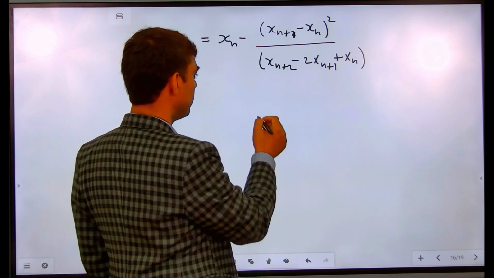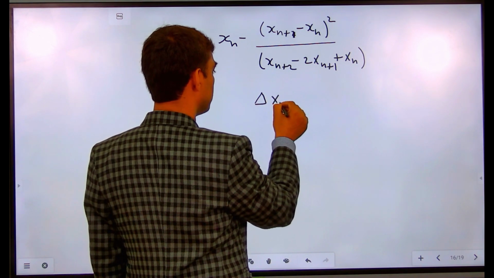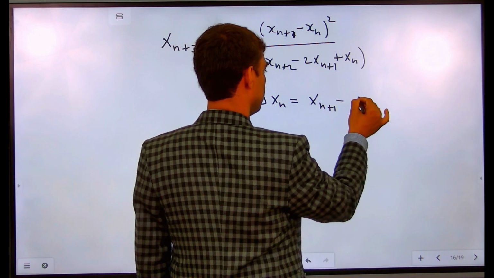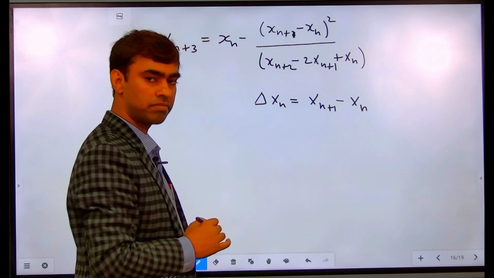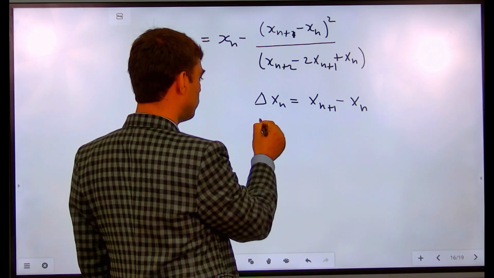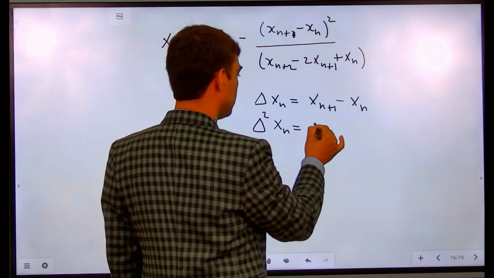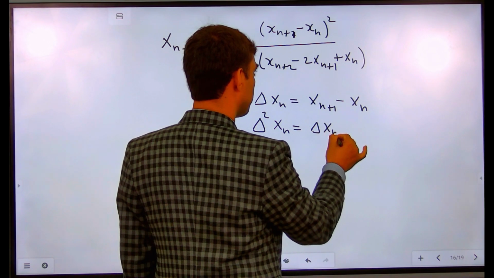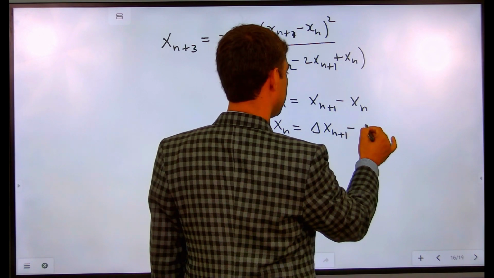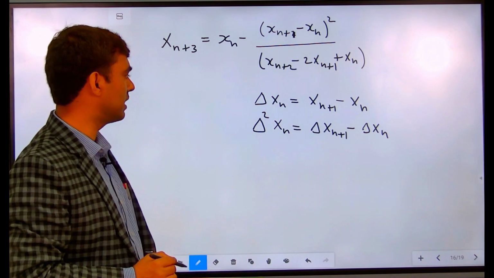So, here delta is what? Delta of x_n is x_{n+1} minus x_n. And what is delta 2 x_n? The second order forward difference: delta 2 x_n = delta x_{n+1} minus delta x_n.